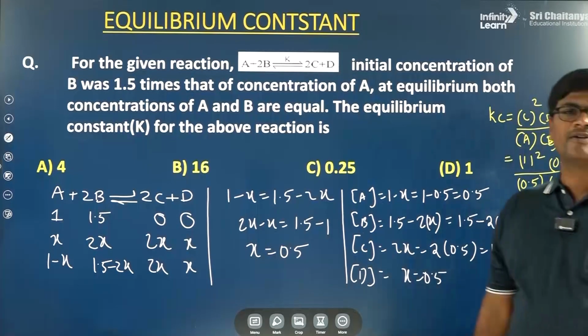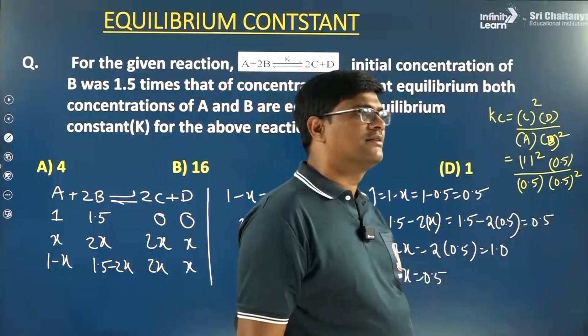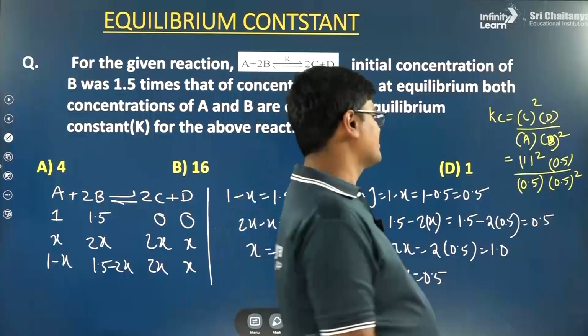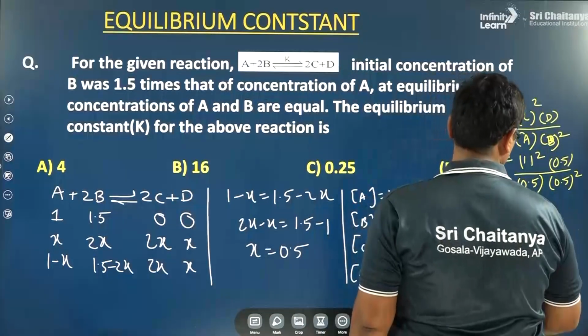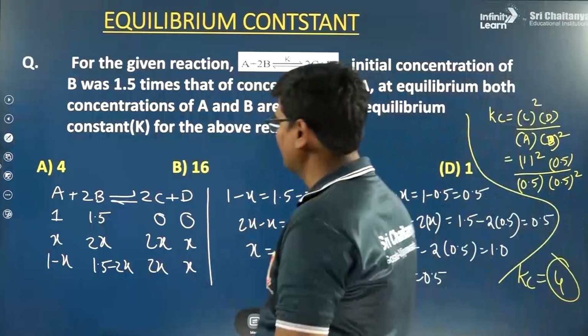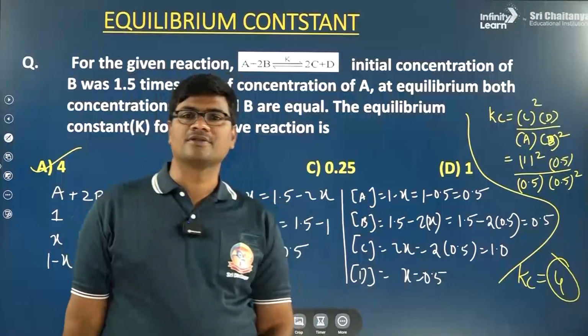So therefore, if you solve it, what is the final answer? 0.5 got cancelled, and 1 by 0.5 squared is 4. The final answer will be exactly 4. So what is the final answer of Kc? That is equal to 4. So A is the right answer. So let's go for the next question.